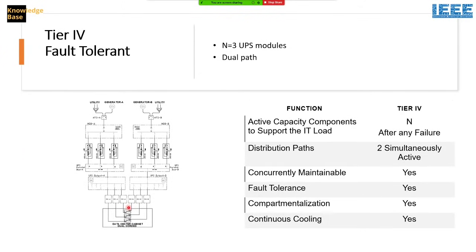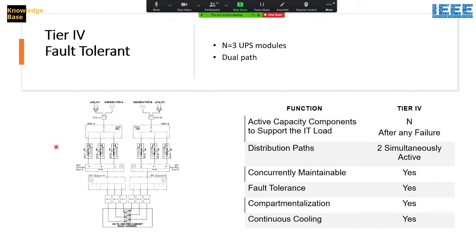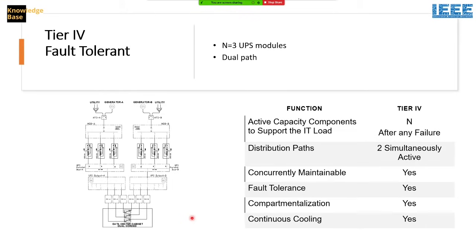Now, tier 4 is a fault tolerant data center. What's meant by fault tolerant is that no matter what fails in the system, if you look at this system, no matter what fails here, I will still have N capacity components supplying my data center after any failure. And of course you can totally disconnect this side and run with this side. So both distribution paths with their components are fully redundant and can be active anytime.